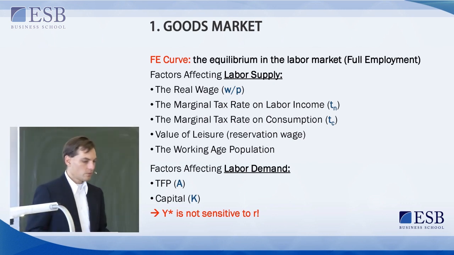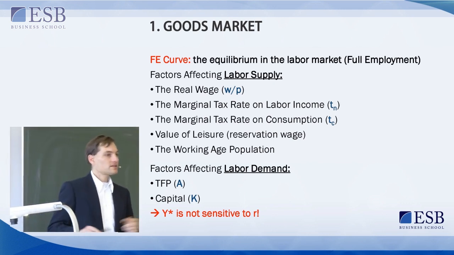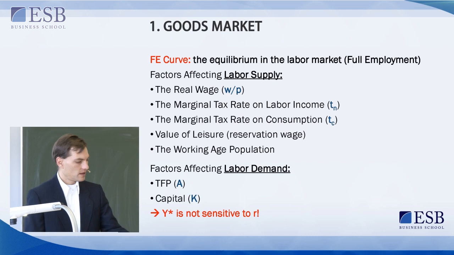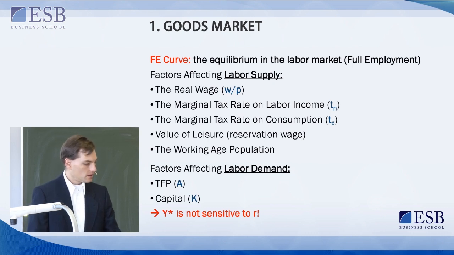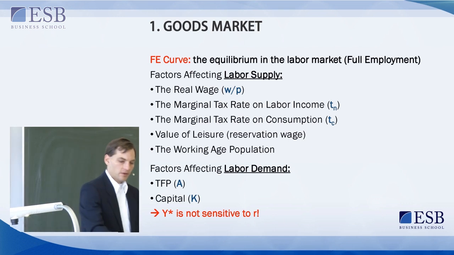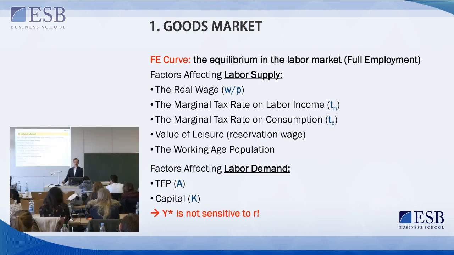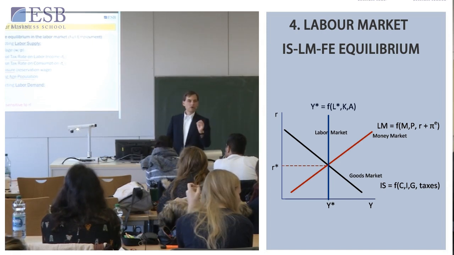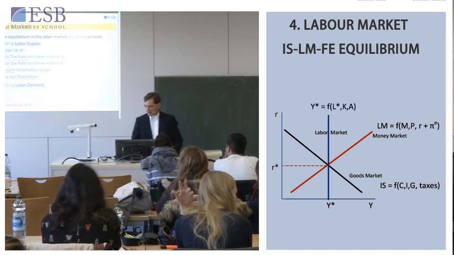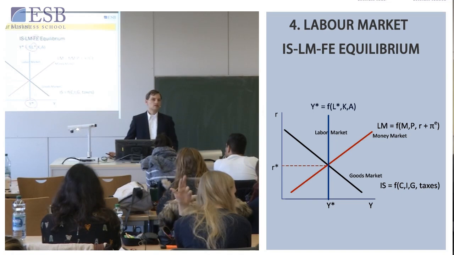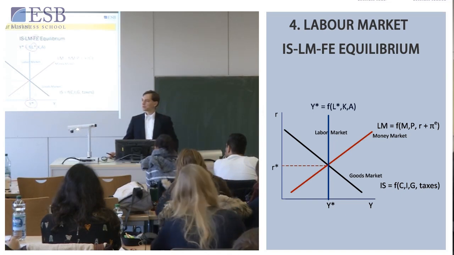Well, for instance, the tax rate has an effect, but also the value of the leisure time, the working age of the population, the total factor productivity. So all the factors that change my production function somehow may also change the equilibrium curve, this vertical full employment line I have illustrated in this model.